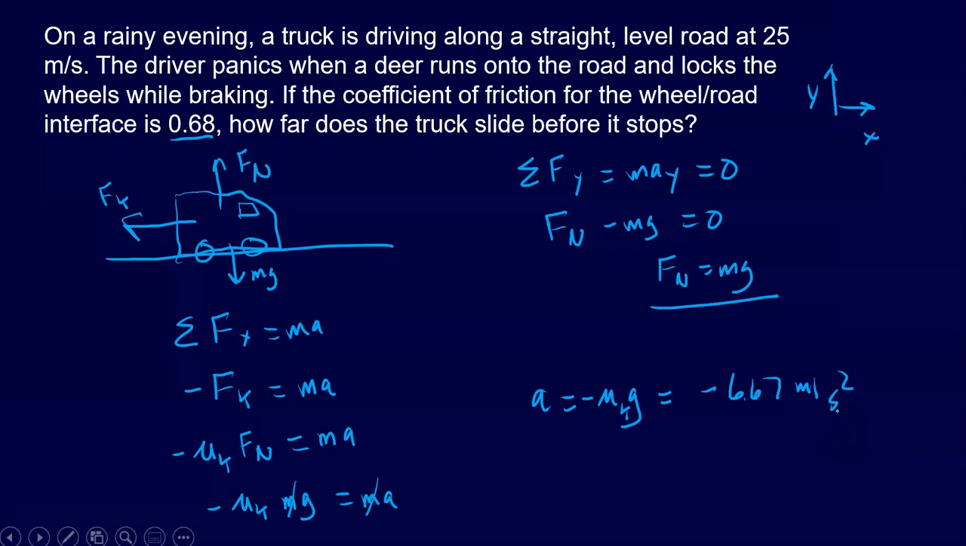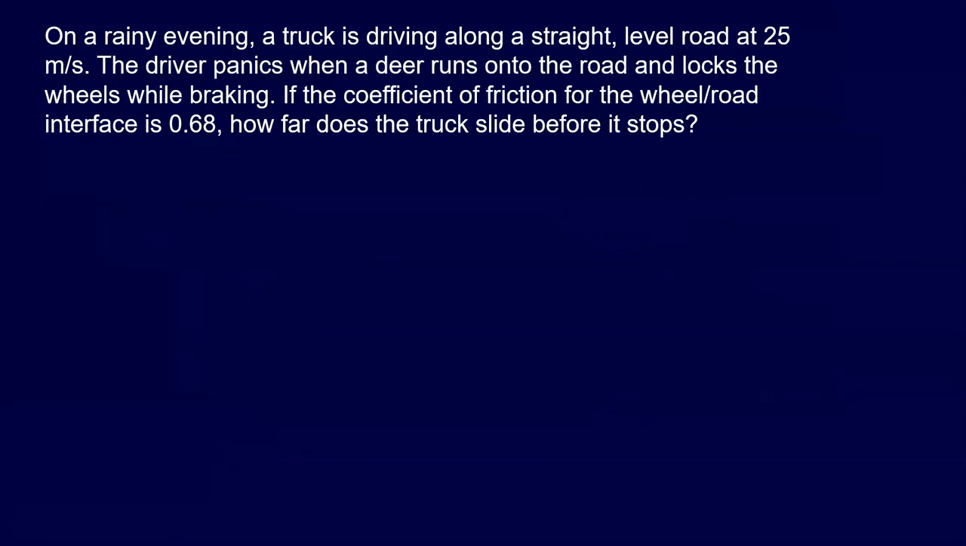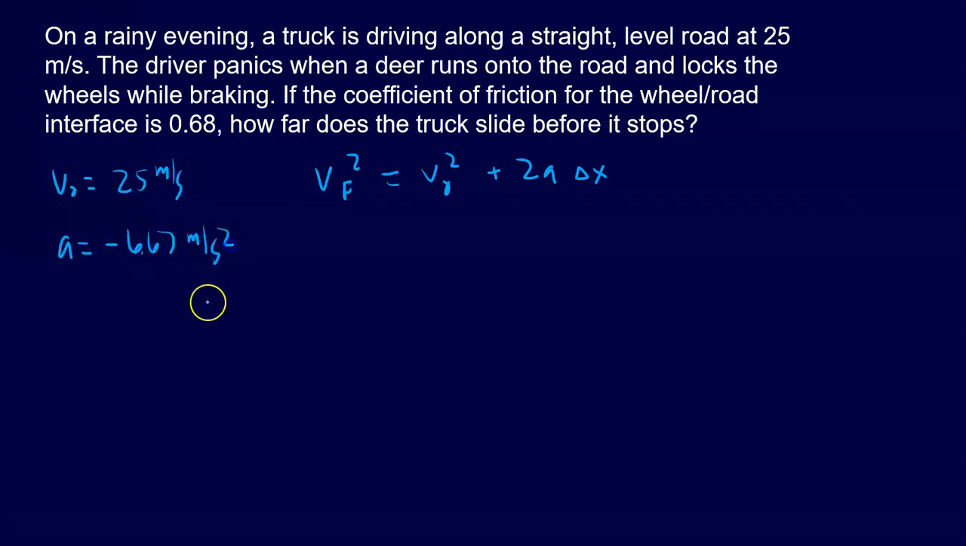And so now this is the final part of our steps here: sometimes they want you to find some information. And here they wanted to know how far the truck slides before it stops. And so I think what I would do is use this equation here. I know that my initial velocity is 25 meters per second. My acceleration that we got is negative 6.67 meters per second squared. And of course what I want to do is find when velocity final is 0. And so I make that 0 like so.